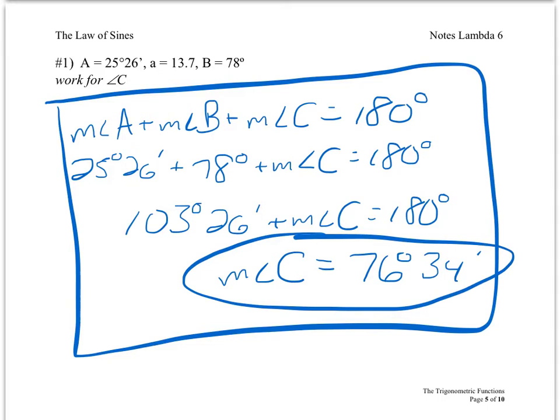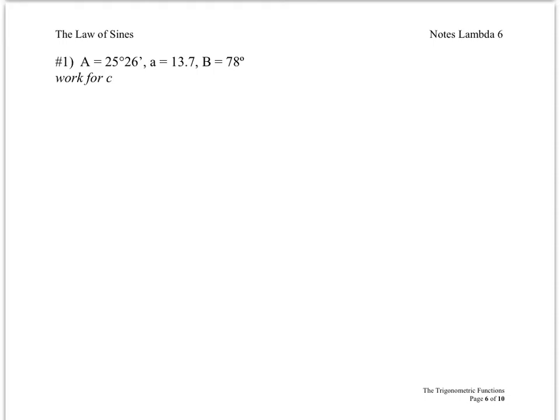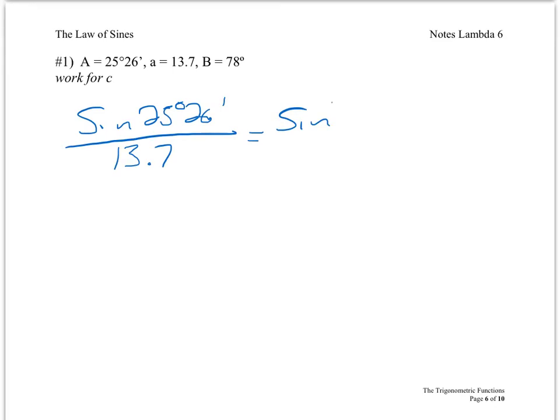Continuing, let's find side C now. Using the law of sines, if we take sine of angle A, which is 25 degrees 26 minutes, we write it over its opposite side, A, which is 13.7. According to the law of sines, that's going to be equal to sine of another angle over its opposite side. Well, angle C is 76 degrees 34 minutes. Its opposite side is C.